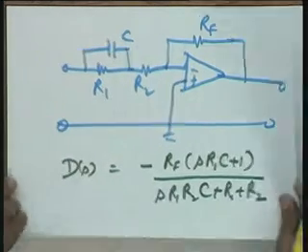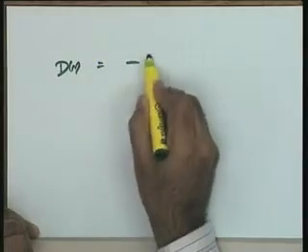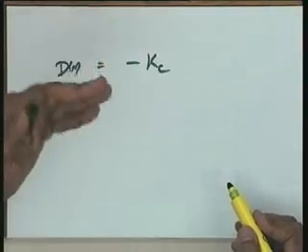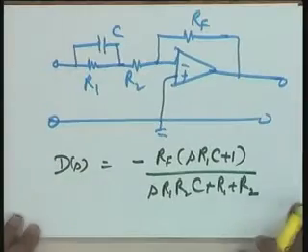Okay, this Ds can be put in the form Ds is equal to minus Kc. Minus, you can just see, can be taken care of by just putting one inverting amplifier. If you have not noted, I repeat it, I give you this slide again.